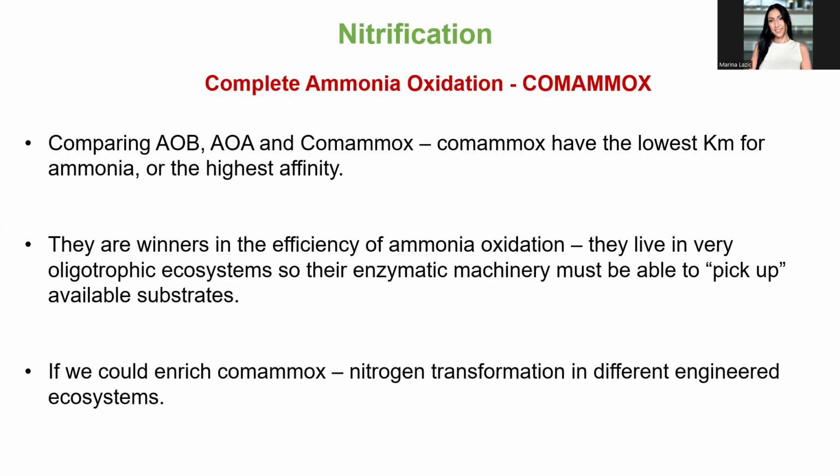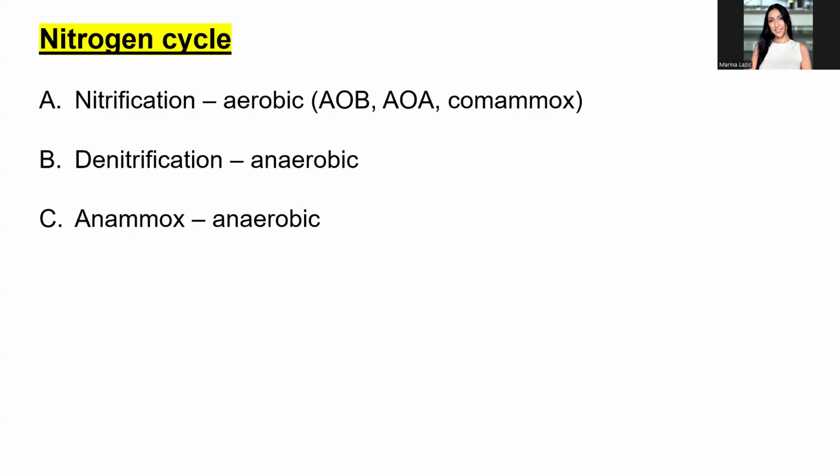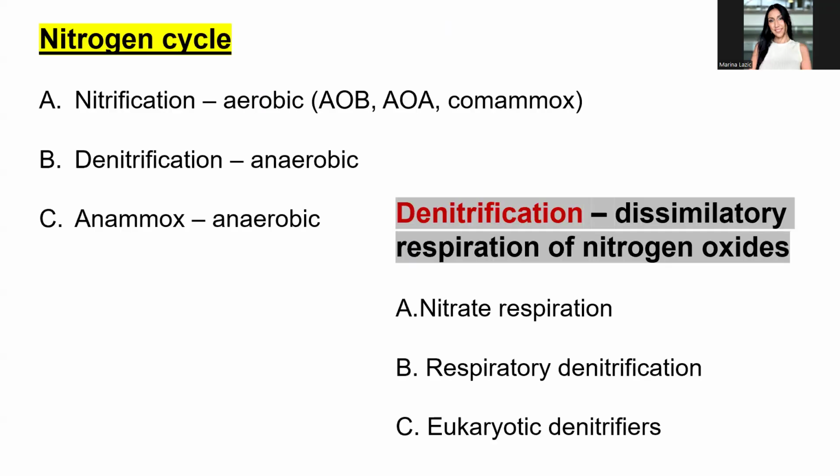Anyway, so moving on to denitrification. So we covered nitrification, AOB, NOB. What about denitrification? So, dissimilatory respiration of nitrogen oxides. And there are a few processes: respiratory denitrification, nitrate respiration, and eukaryotic denitrification. So nitrate respiration and respiratory denitrification are commonly mistaken. So pay attention. That's something that people get very confused about.